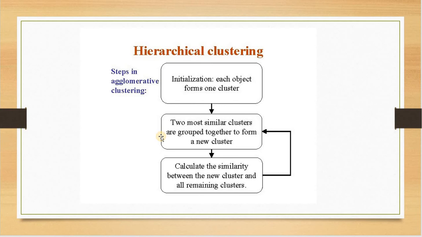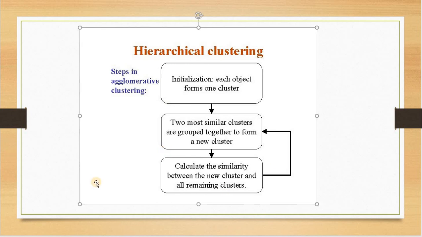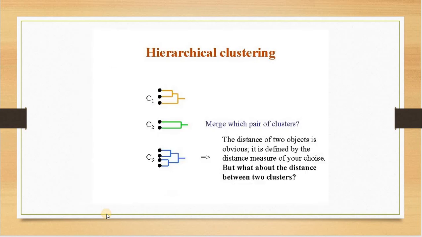Now hierarchical clustering, we will see the steps in agglomerative hierarchical clustering. So first step is initialization. Each object forms one cluster, then two more similar clusters are grouped together to form a new cluster, and then calculate the similarity between the new cluster and all the remaining clusters. And this is also an iterative algorithm until we find the best clusters.